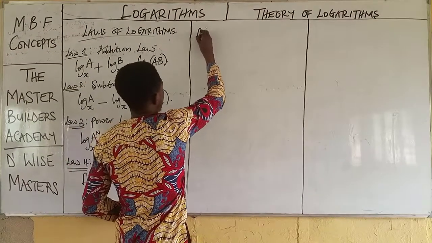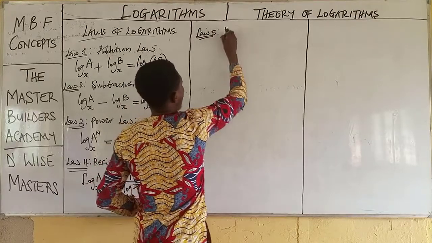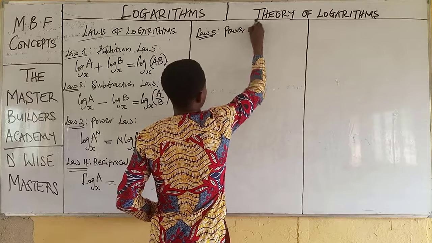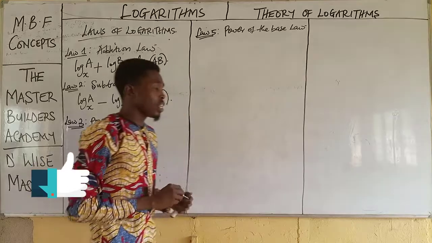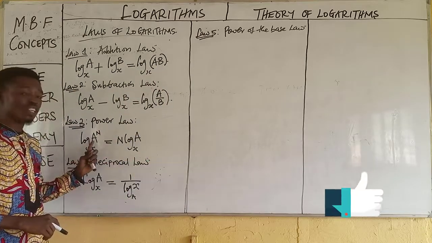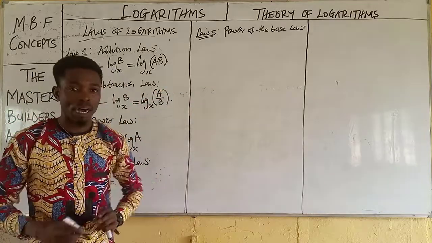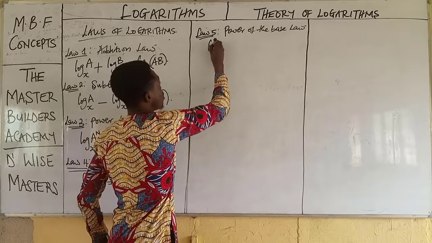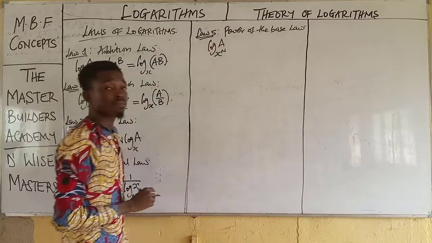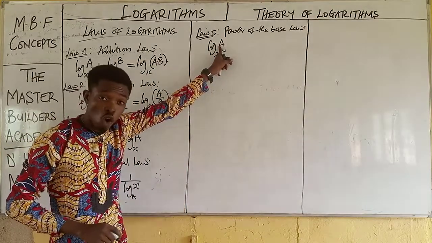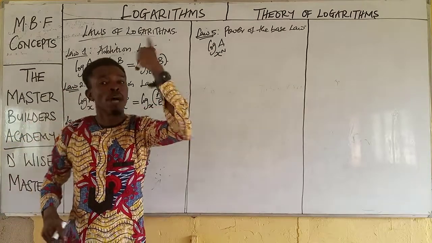Law number 5, the power of the base law. You see, unlike law number 3, where it was the number that had a power, in this law, the base has the power. What do we mean? We have log of a base x raised to the power of n. So you find out that in this law, the base is now raised to the power of a number.